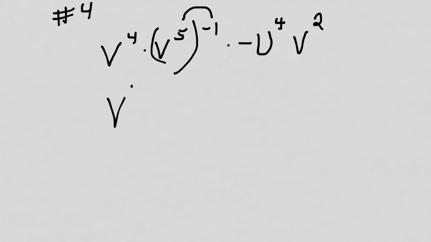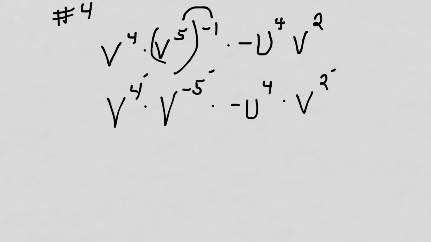We've got v to the 4th times v to the negative 5th times minus u to the 4th times v to the 2nd. All right, we've got lots of v's here. They're all multiplied. We've got v to the 4th times v to the negative 5th times v to the 2nd. We just add all of these up. So we've got 4 plus negative 5, that gives us negative 1, plus 2 gives us positive 1.